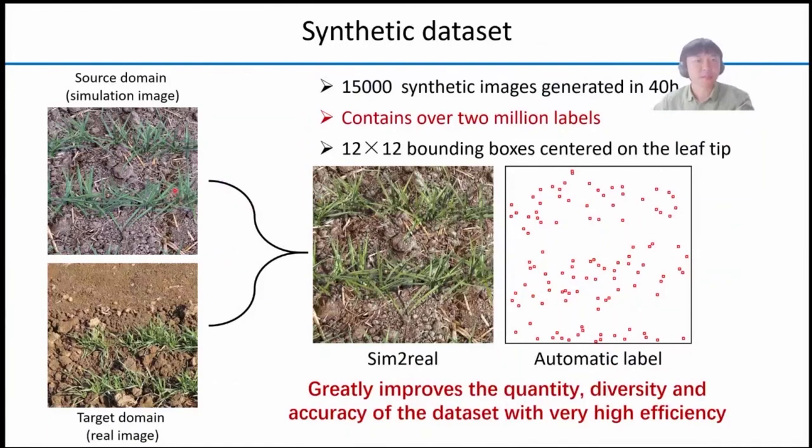So you see this figure, this is the original image simulated by D3P. This is a real image. This is the same real image after CycleGAN translation. It looks much more realistic than the original one. And here are the corresponding labels automatically simulated by D3P.